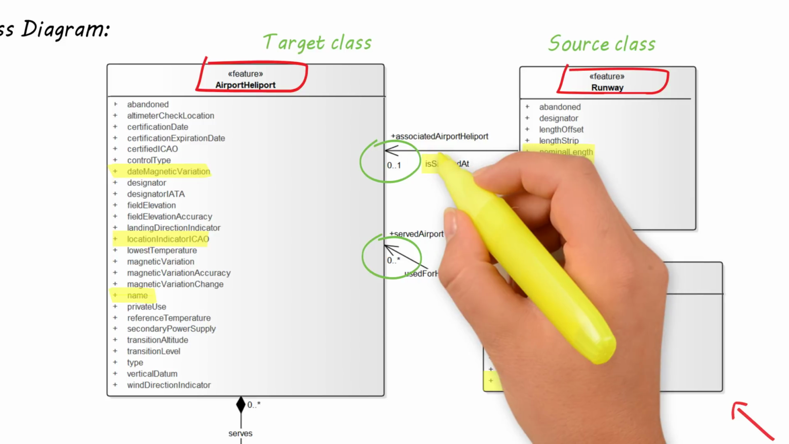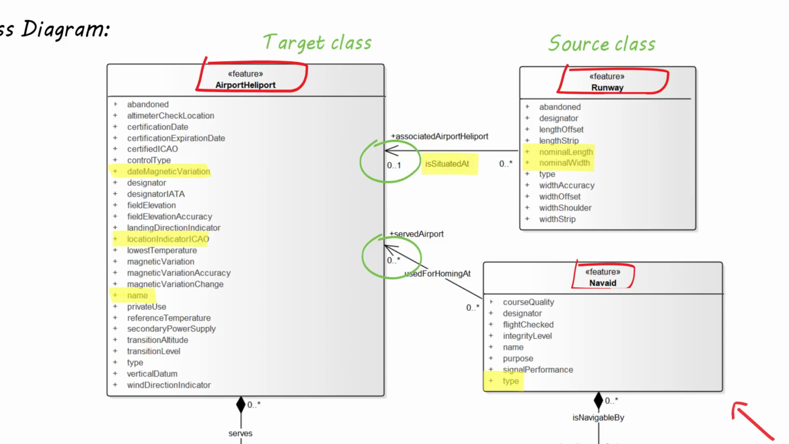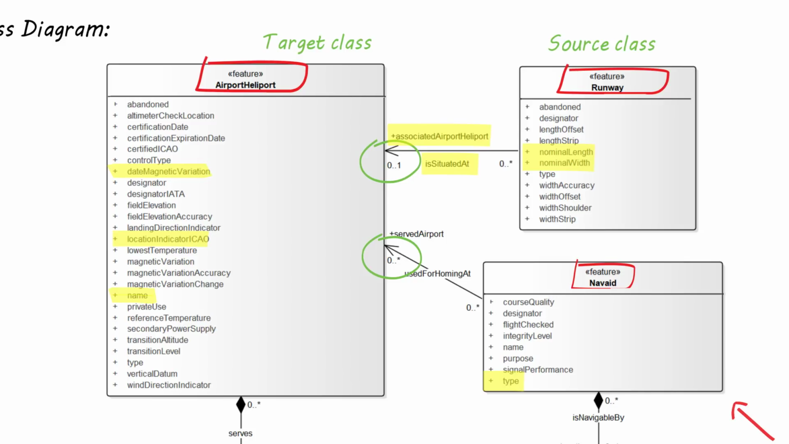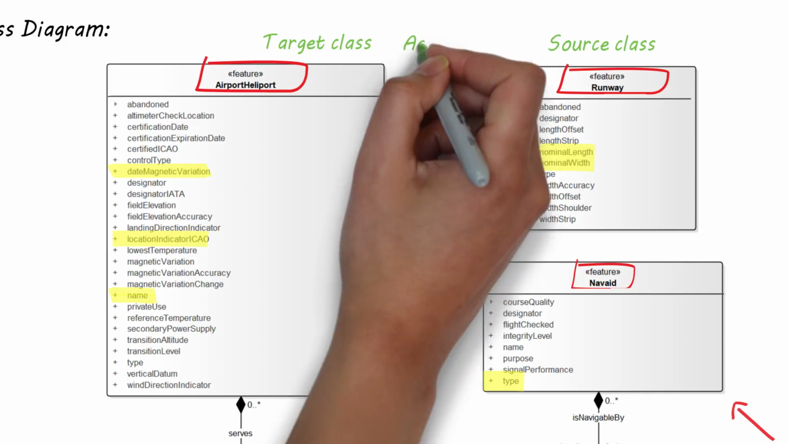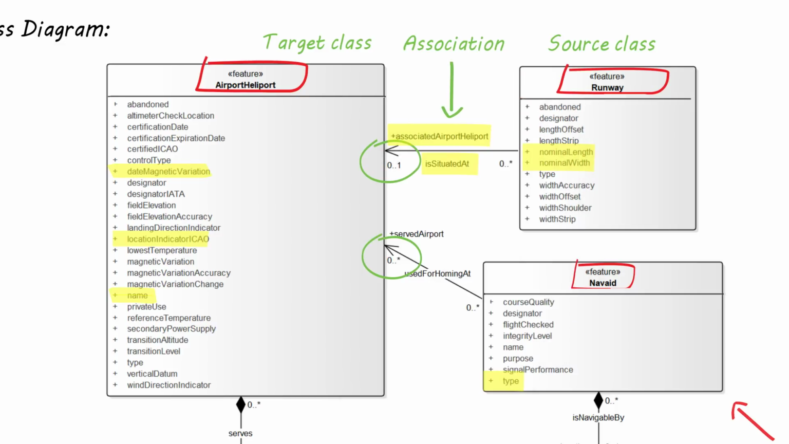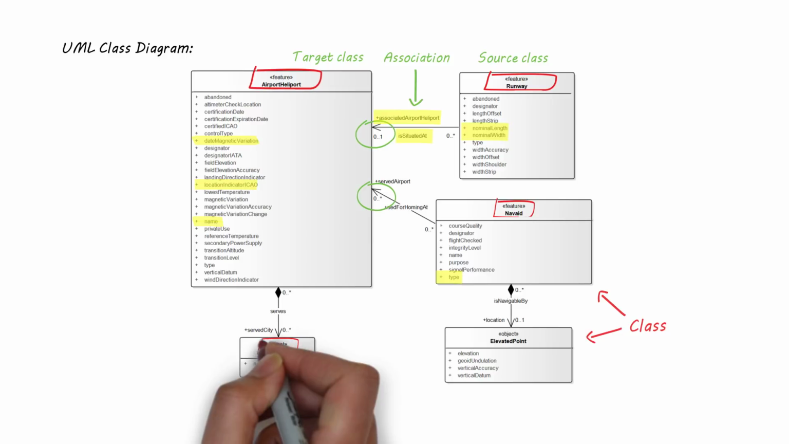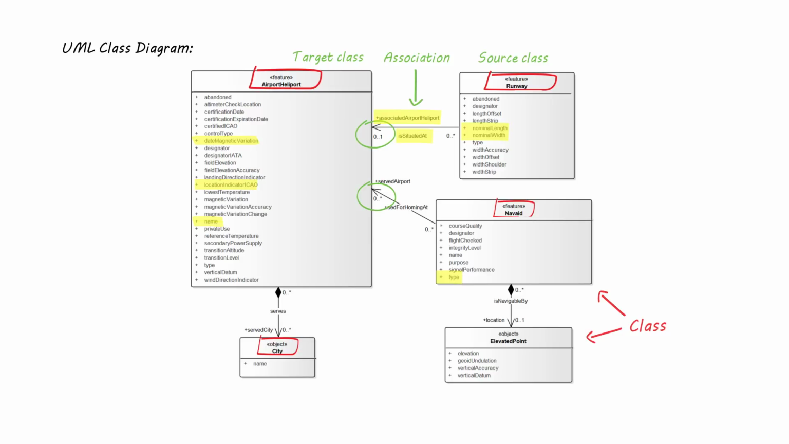Each relationship has also a name, such as is situated at. And every target class has a role, such as associated airport heliport. Relationships between features are called associations. The big difference between features and objects is that in the model objects cannot exist outside a feature. If the feature does not exist anymore, also its related objects cease to exist. For example, if a navaid is decommissioned, there is no location of it anymore.